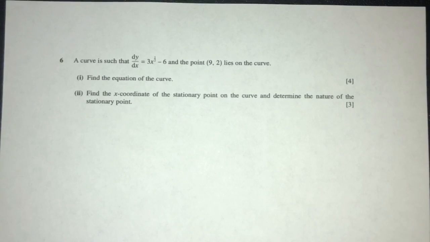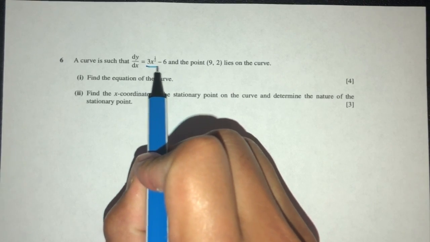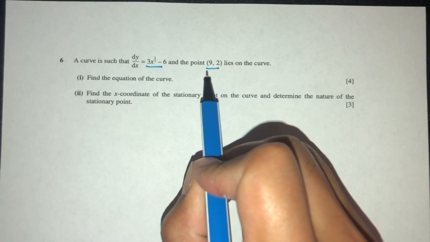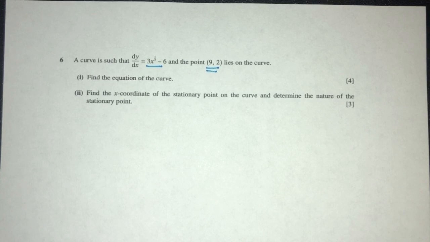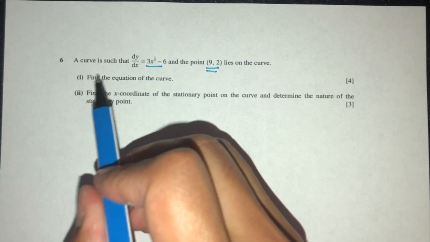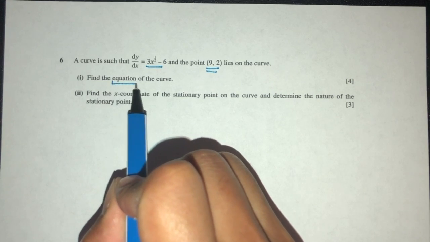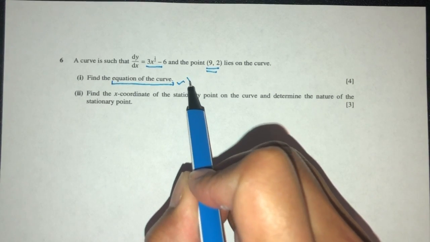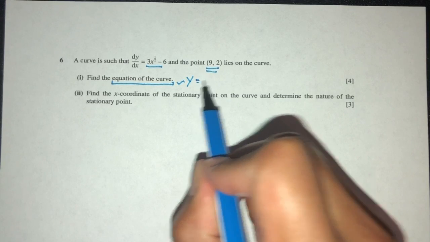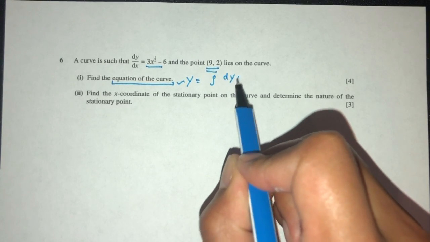A curve is such that dy by dx is given to you by this, and the passing point is this. So this is the point which lies on the curve. Good to know. Now part 1, we have to find the equation of a curve. Now again, we understand that the equation of a curve is the value of y. Now how do you find y? y is equal to integration of dy by dx.